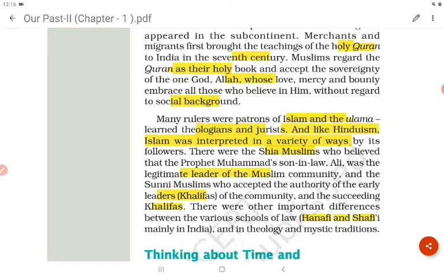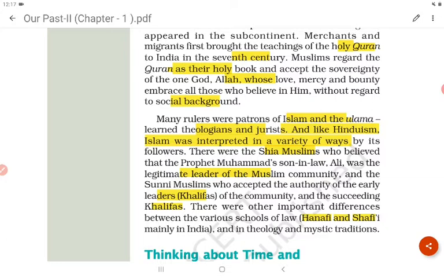Merchants and migrants first brought the teachings of the Holy Quran to India in the 7th century. Muslims regard the Quran as their holy book and accept the sovereignty of the one God Allah, whose love, mercy, and bounty embrace all those who believe in Him without regard to social backgrounds. Many rulers were patrons of Islam and the ulama, learned theologians and jurists. And like Hinduism, Islam was interpreted in a variety of ways by its followers.